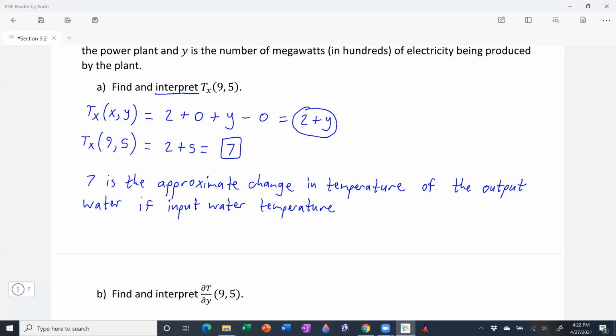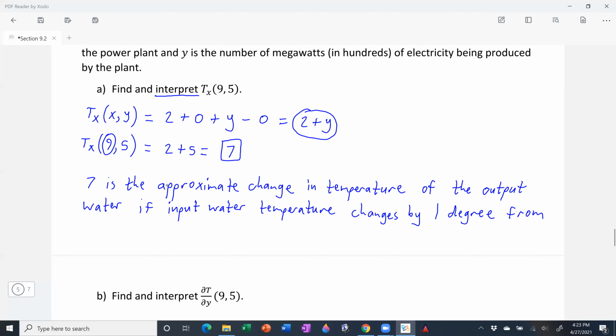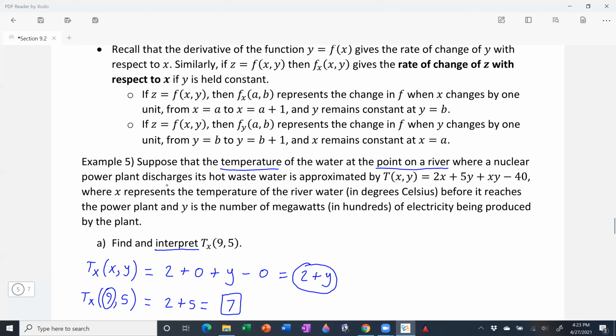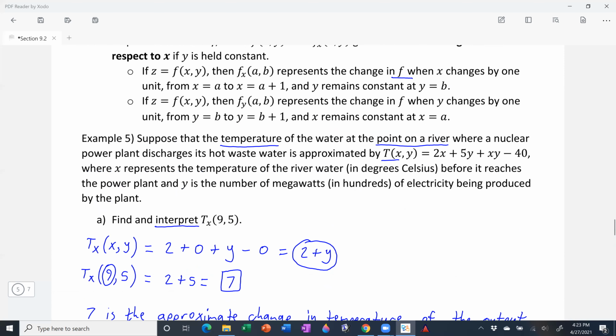If input water temperature changes by 1 degree, and here's the tricky part, the 9 right there, we're doing X is the variable. So F, and I'm going back to this little statement here because we've got a T function, so the temperature, when X changes by 1 unit.